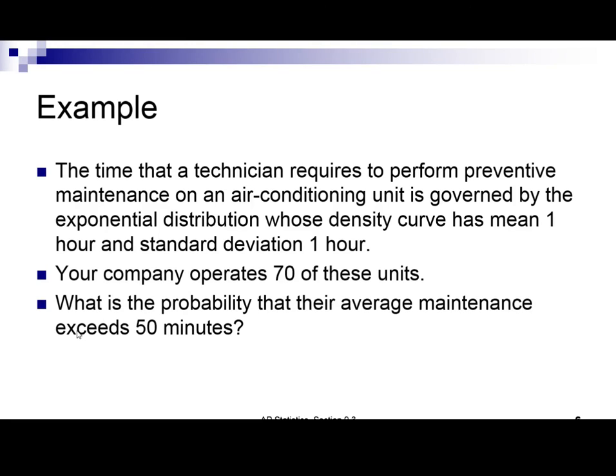Here's an example. The time that a technician requires to perform preventative maintenance on an air conditioning unit is governed by the exponential distribution, whose density curve has a mean of 1 hour and a standard deviation of 1 hour. Your company operates 70 of these units. What is the probability that their average maintenance exceeds 50 minutes? So, everybody realize what that distribution looks like?